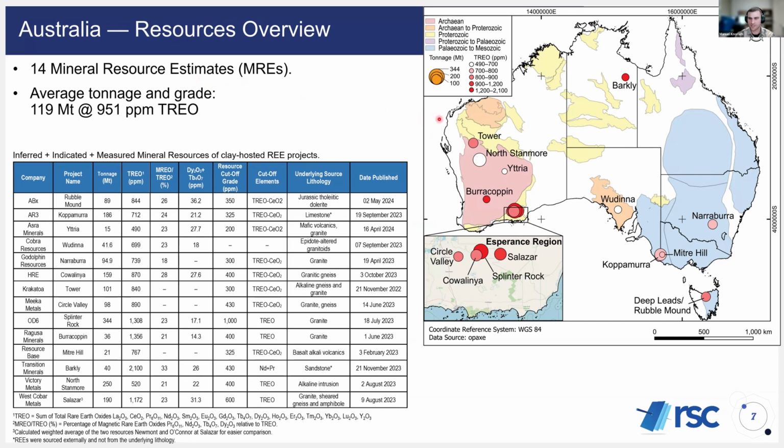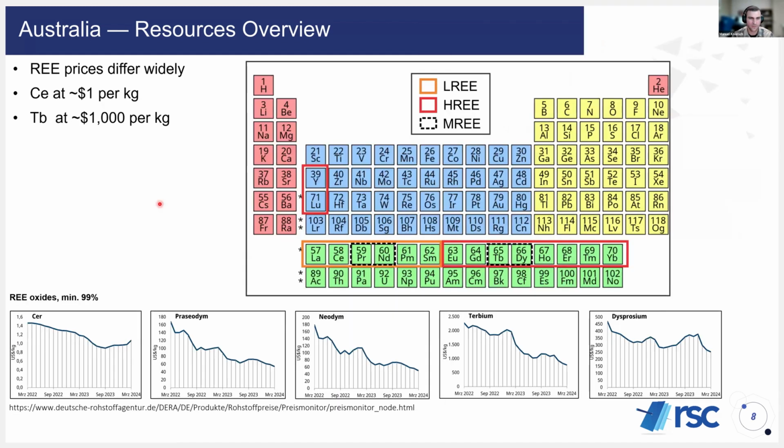And on the right-hand side, you can see, again, the same map, but this time only the ones that have an inferred, indicated or measured mineral resource. And you see the tonnage in million tons, depending on the size of those circles, and also the total rare earth oxide grade ranging from white to dark red. But before I get into that table, maybe let's talk a bit about the rare earths first. I'll go back to that slide in a second.